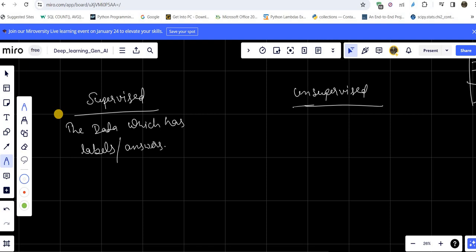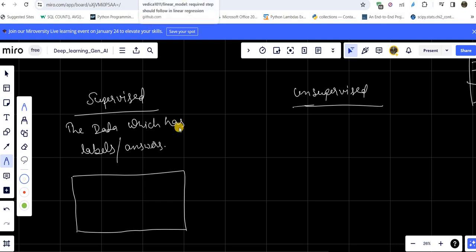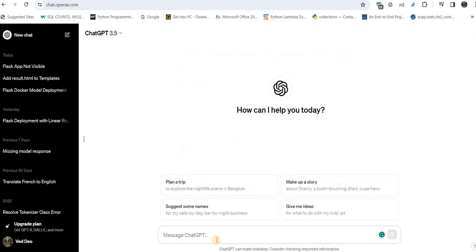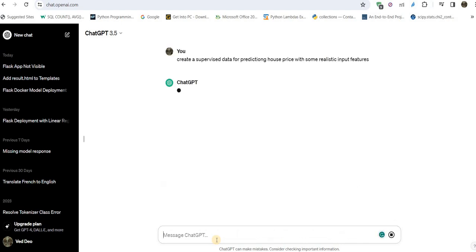Now what does it mean by labels or answers? Let us suppose we have this data. Now let me show you how exactly it works. So we'll use ChatGPT. Now I'm saying, create supervised data for predicting house price with some realistic input features. Let's see what it will understand.